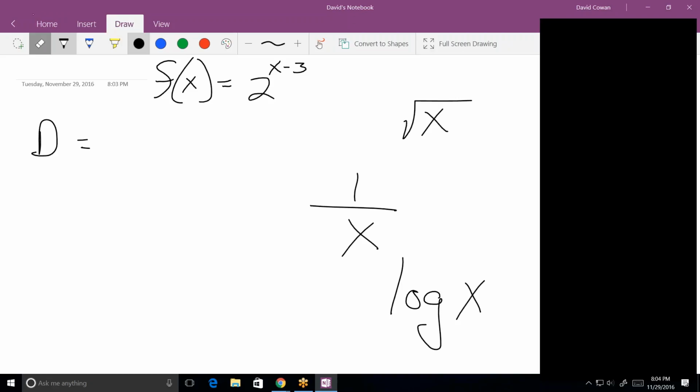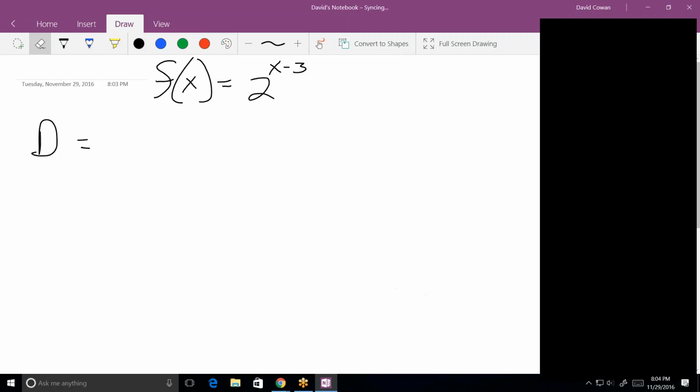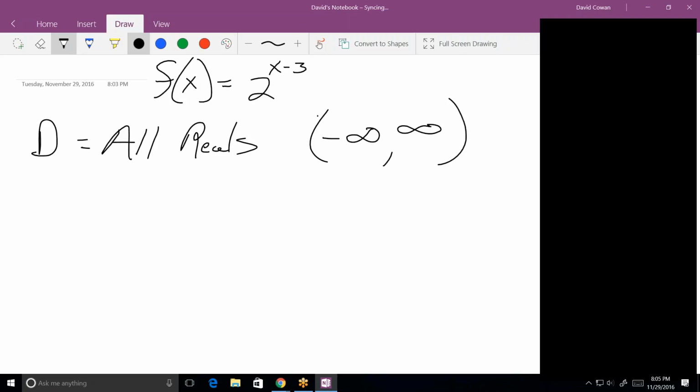So you kind of look at domain as what can x not be? Is there anything x cannot be? I don't think so. So the domain is all real numbers. And you can state that in a number of ways. If you want to put it in interval notation, it's minus infinity to infinity. Right.